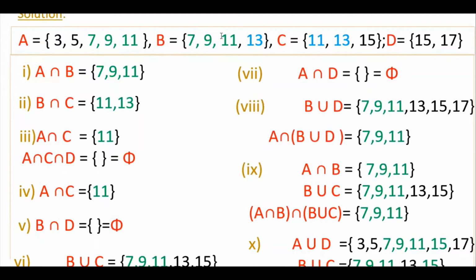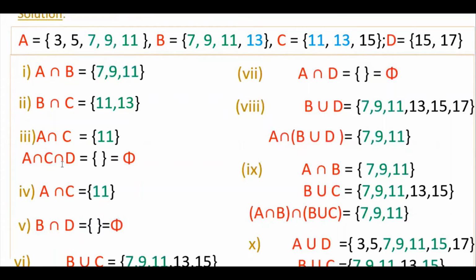So see here, the common elements are 7, 9, 11. So write here. B intersection C, next one. The common elements are only 11 and 13. So write here. And A intersection C: A and C, only 11. 11 is the common element.